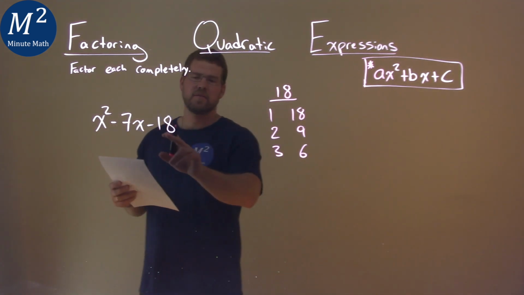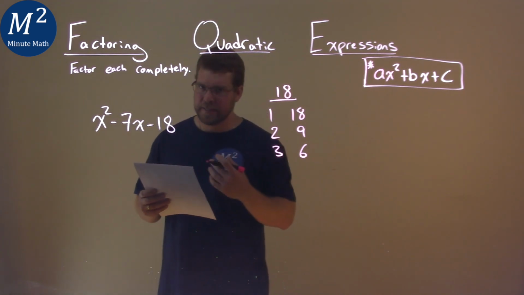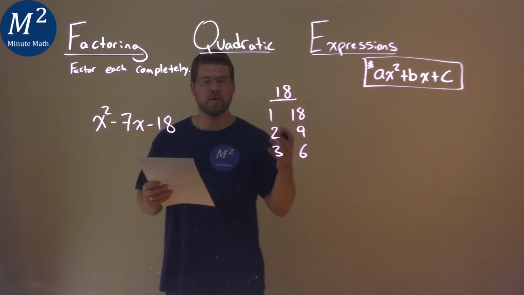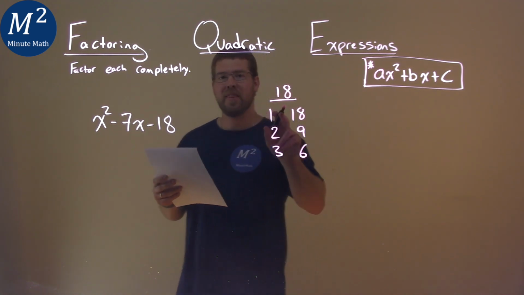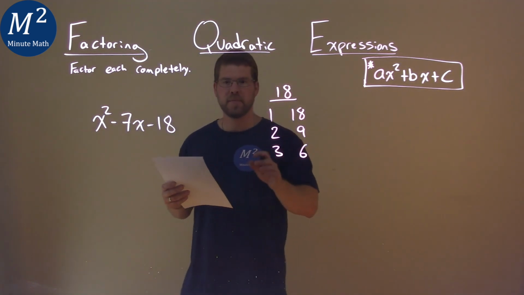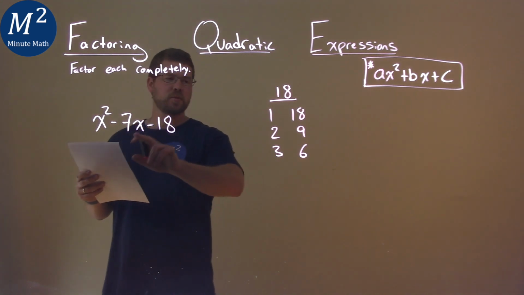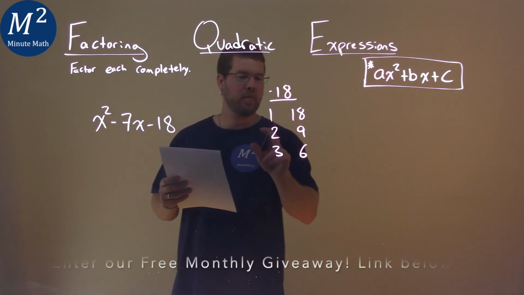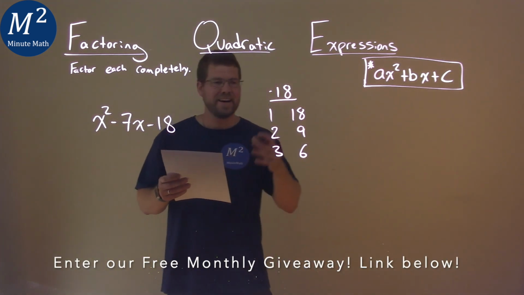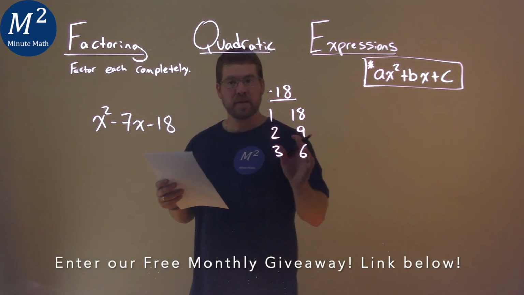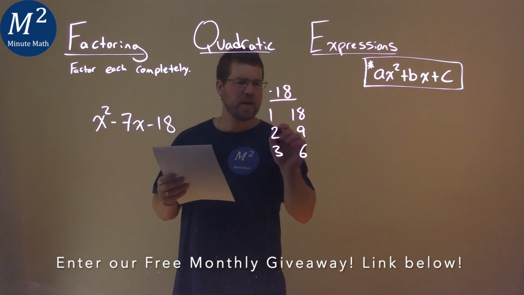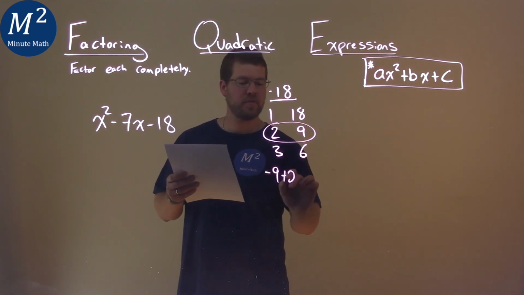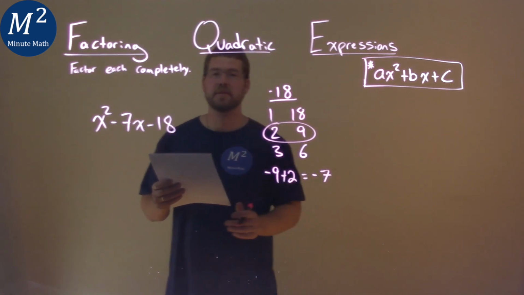Now they tell us this is a negative 18. Okay, so it's a negative 18, so one of these numbers will have to be negative. We're going to see what two numbers multiply to be this c value. Okay, so that's what we found here. And then we see which ones add to be negative 7. So if one of them is negative, which two combinations, when we add them, give us a negative 7? And I'm looking at my 2 and my 9. Negative 9 plus 2 equals a negative 7.